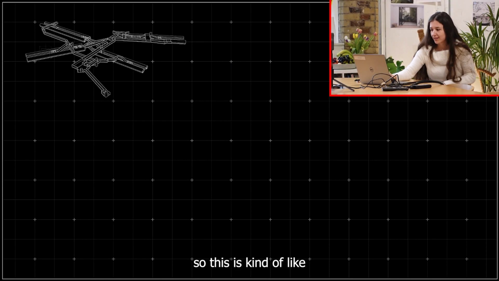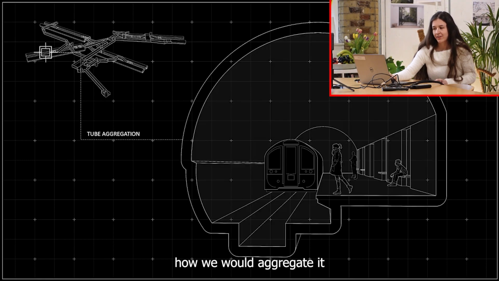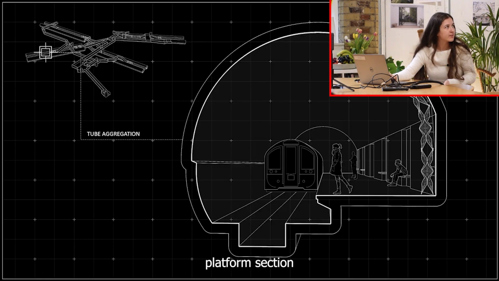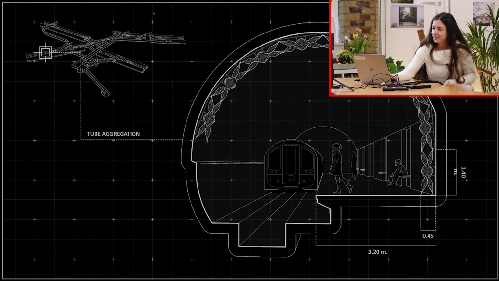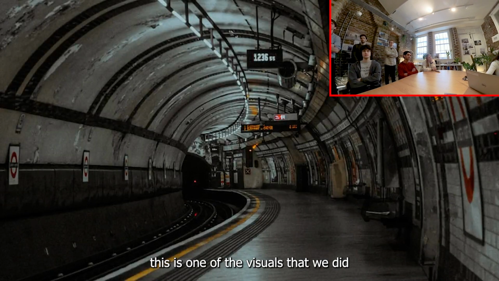And moving on, this is how we would aggregate it around the platform section, still leaving enough space for people to move around. This is one of the visuals that we did.